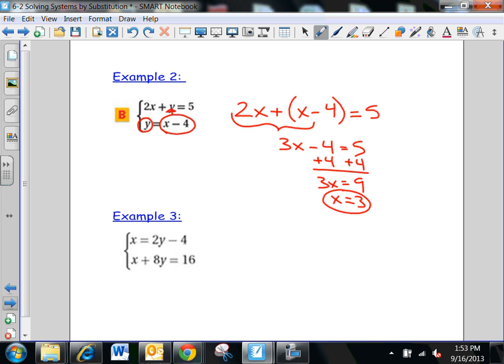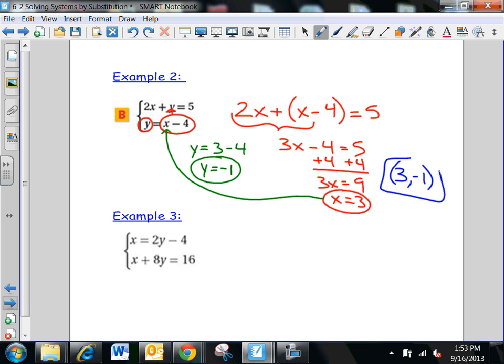Again, once I solve that, I can plug that back in and solve for y. So now I know that y is equal to 3 minus 4. So y is equal to negative 1. So my answer here, or solution, would be 3, negative 1. And I always want to plug it back in and check and see if it would work. 3 times 2 is 6. 6 plus negative 1 is 5, so it works there. 3 minus 4 is negative 1, so it works there. So 3, negative 1 would work for the second example.